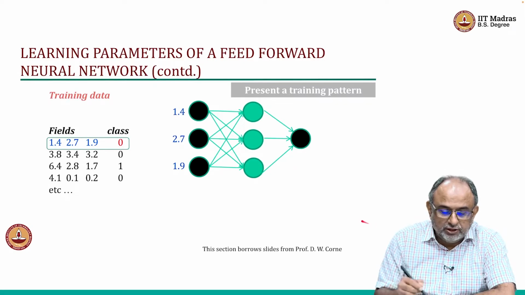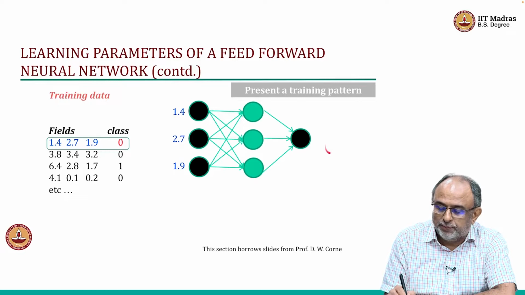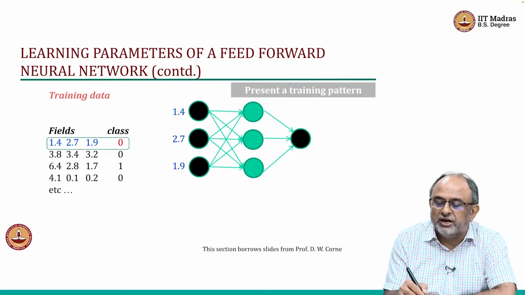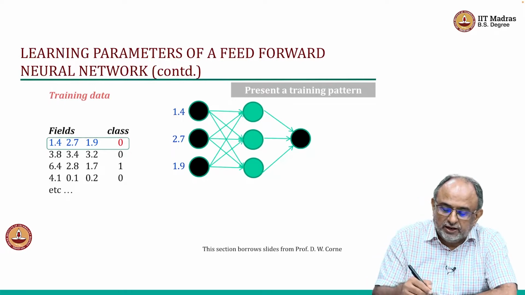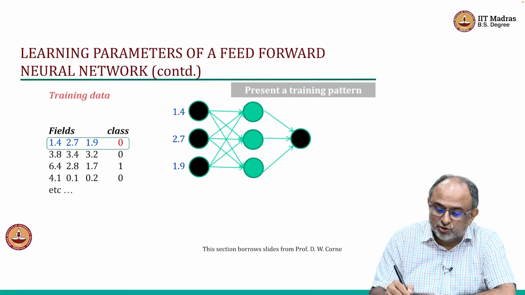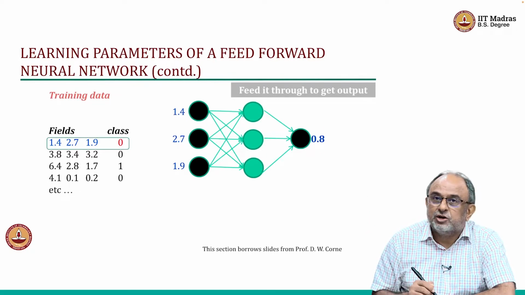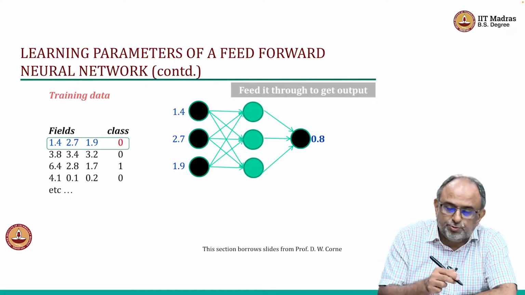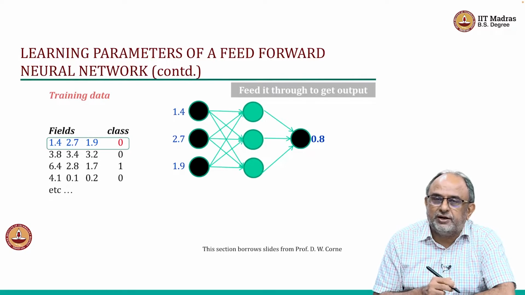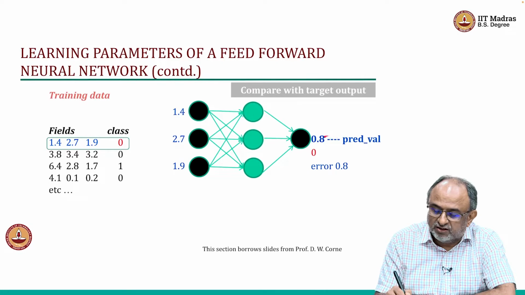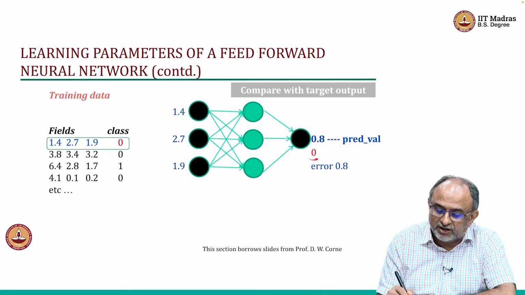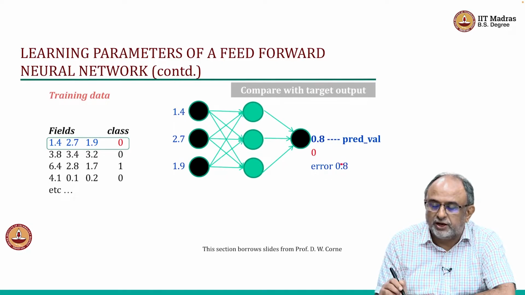So now the output should ideally be 0, right, but it will not be 0 because I have not done anything, I passed it through random values, and therefore there is no reason why I should get good values. So we get a value of 0.8. Actually the desired value should be 0, but we get 0.8. So there is an error. What is the error? This is called the predicted value and the desired value is 0, so the error is 0.8.